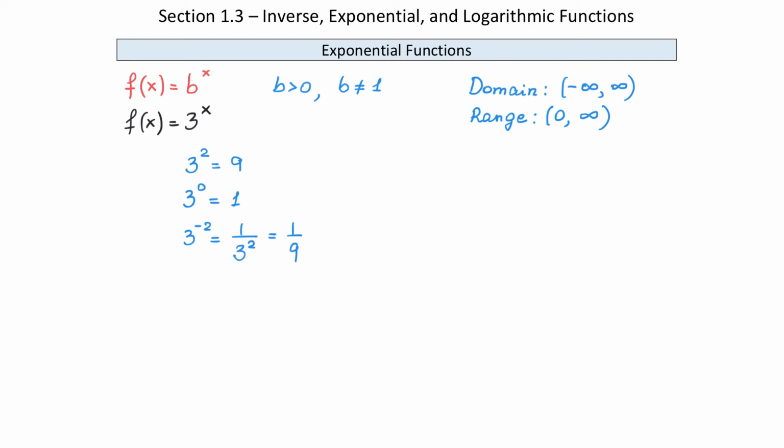Now let's talk more about the base. We said that the base cannot be equal to 1, but if the base is a number that is greater than 1, then the function will be an increasing function. Let's create a table of values and graph the function f of x equals 3 to the power of x.